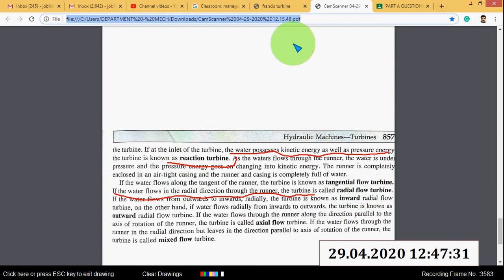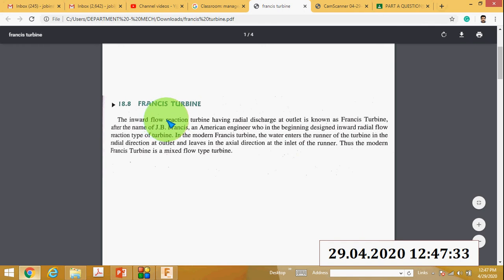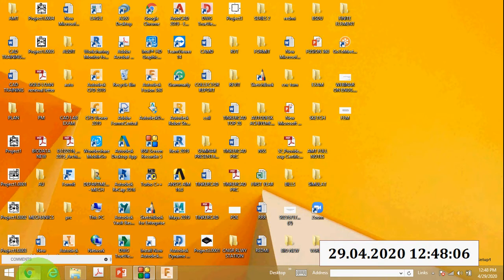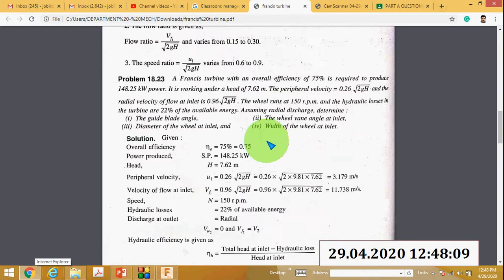So the Francis turbine is an inward flow reaction turbine having radial discharge. I have already explained what an inward flow turbine is, what a reaction turbine is, and that the discharge at the outlet is radial. So these three conditions apply while we are dealing with the Francis turbine. Then we will move into the problem.